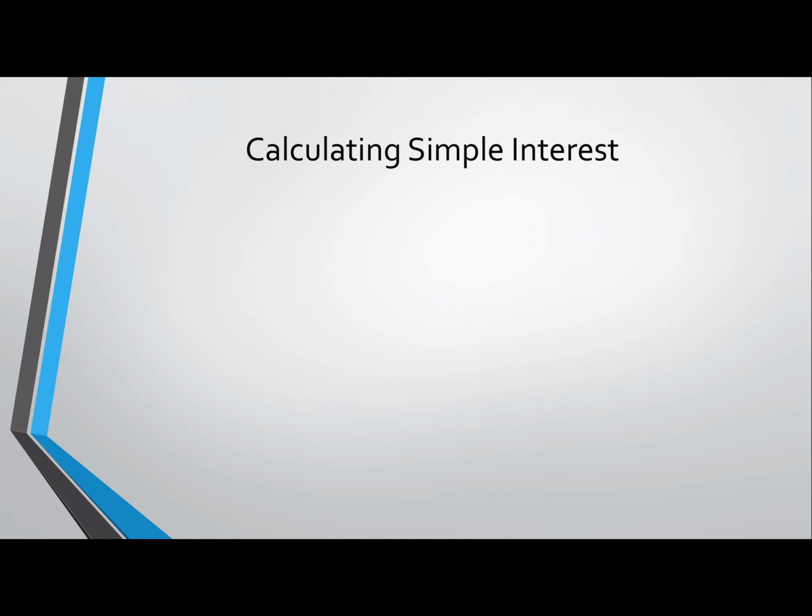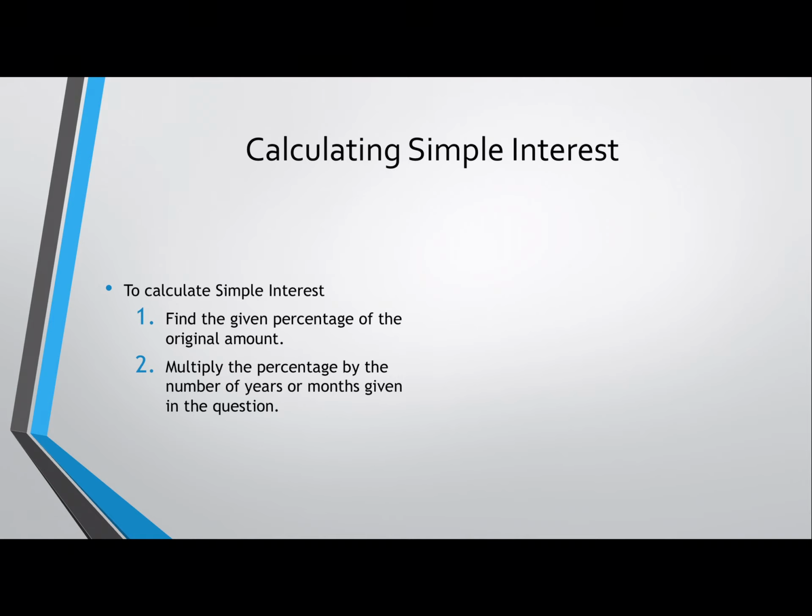So how do we actually calculate simple interest? To calculate simple interest, we've got two steps. Our first step is we find the given percentage of the original amount, and we multiply it by the number of years or months given in the question, depending on what it's talking about. It might be that your simple interest is a percentage per month, or it could be a percentage per year, and that's what you're going to be working from.